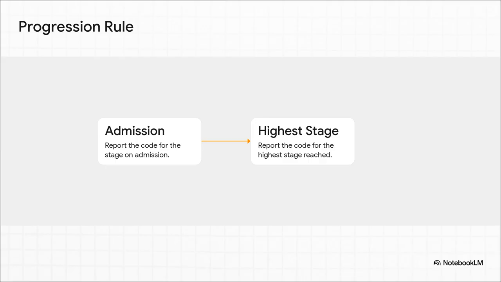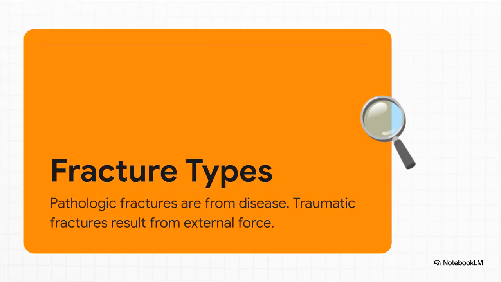So, what happens if a patient's pressure ulcer gets progressively worse during their stay? Well, here's your progression cheat code. You actually have to report 2 distinct codes. First, capture the exact stage on admission. Second, report the highest stage reached during the entire encounter. Level 3 takes us deeper into the musculoskeletal system.